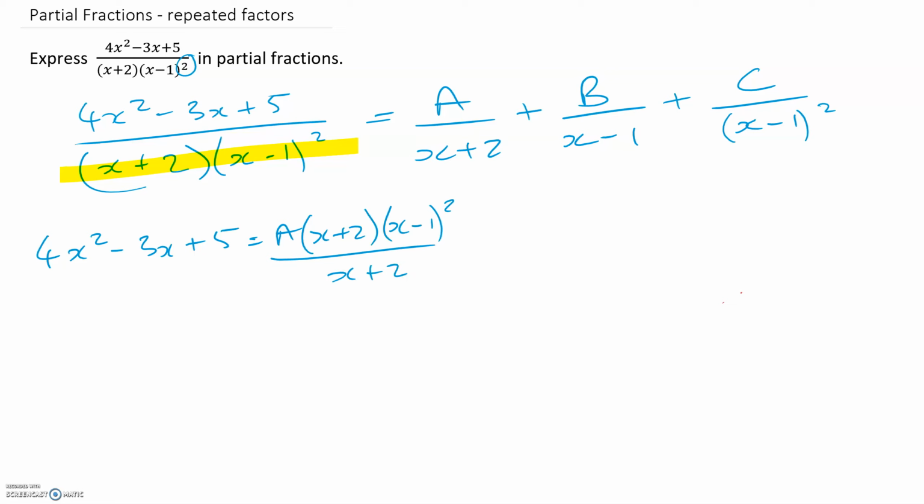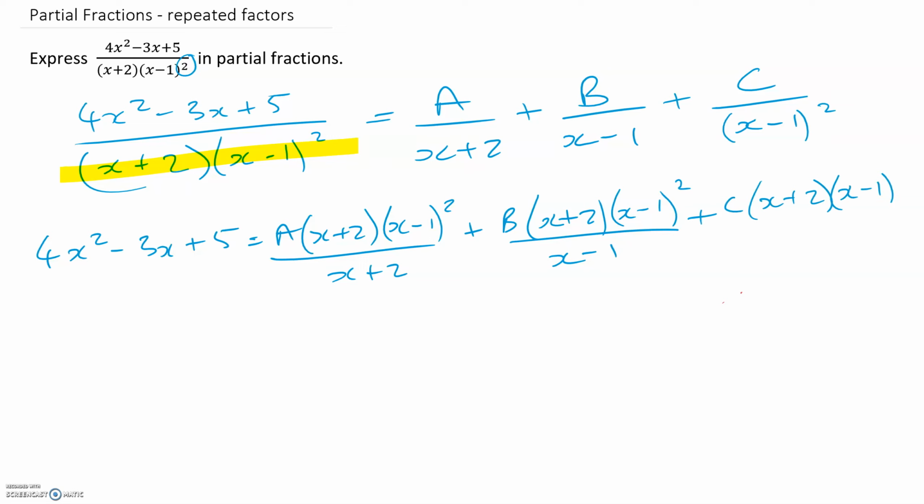over x plus 2, plus b times by the whole denominator over x minus 1, and then c times by the whole denominator, and that will be over x minus 1 all squared. So you can see what's going to cancel here. That's going to cancel with that. That's going to cancel with one of those, and that's going to cancel with all of that.